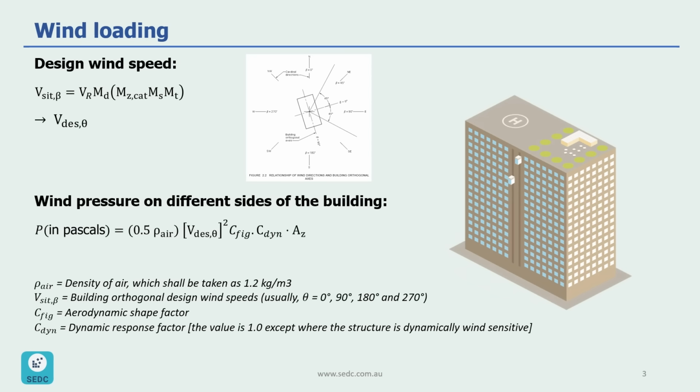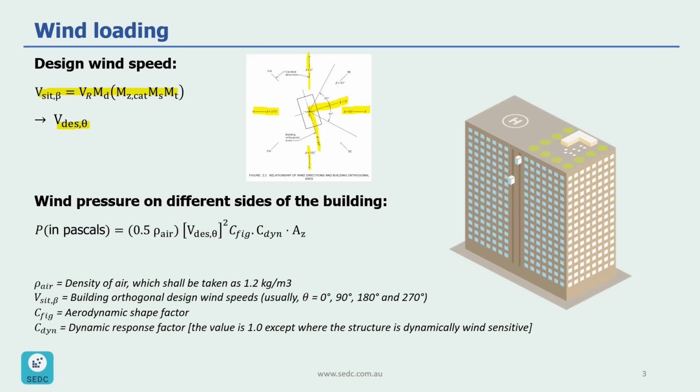Our first step to measure wind actions on this building is to calculate design wind speed, or V design, theta. Theta is shown in this picture in here, which shall be taken as the maximum cardinal direction wind speed, or V sit, beta, which is shown in here, linearly interpolated between cardinal points within a sector plus and minus 45 degrees to the orthogonal direction being considered. So this beta is shown here, which is related to the north, south, east, and west directions.